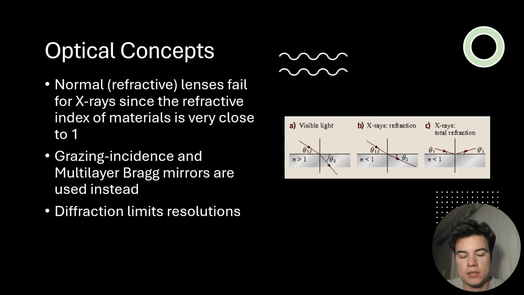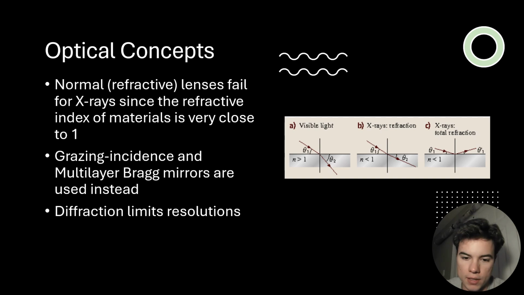Now I will discuss optical concepts associated with X-ray technology. The biggest one here is that refractive lenses are not going to work in the same way that they would for photolithography technology. And that is because X-rays have an index of refraction very close to 1 and often less than 1.